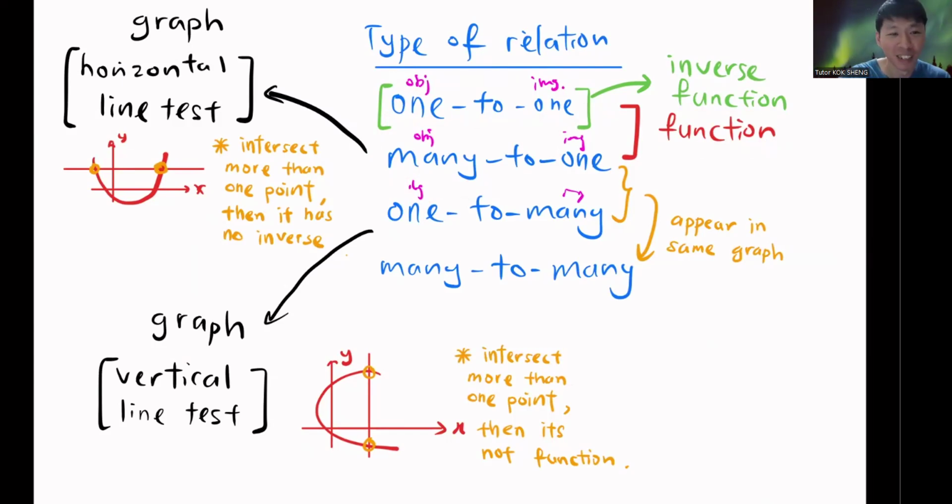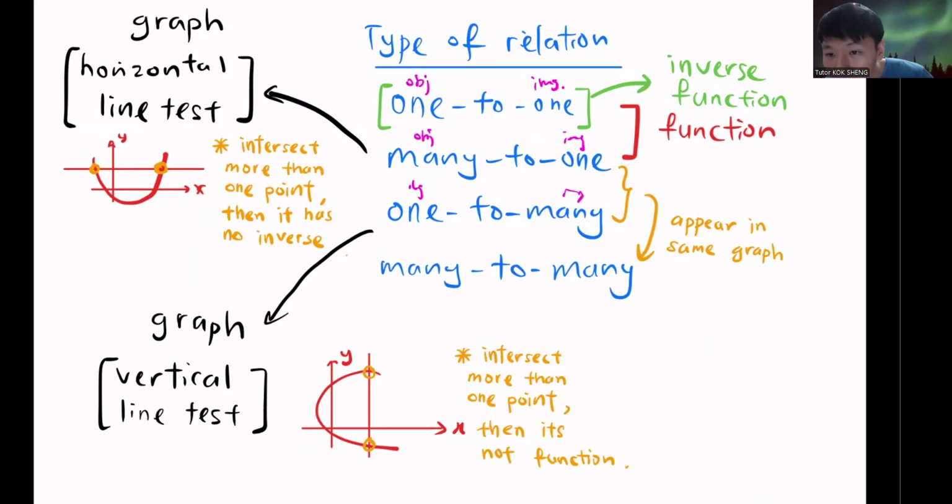You have to remember. Next will be one to many and many to many, these two. One to many is one object to many images here. And many to many, I already wrote here for you. When many to one and one to many appear at the same time in the same graph or in the same question, then it is considered many to many. These two must appear together in the same question. So this is the four types here.